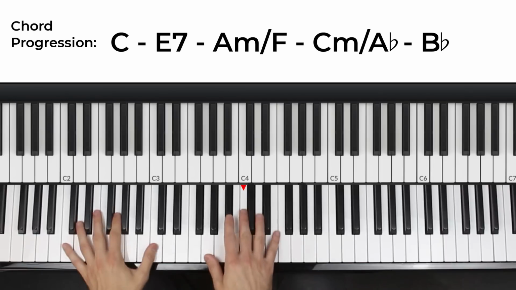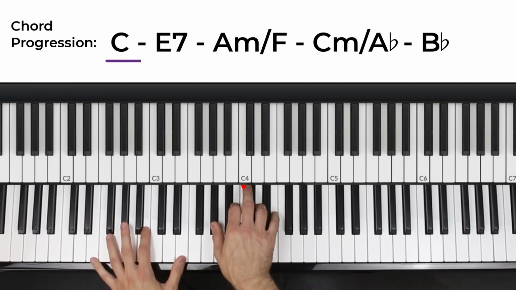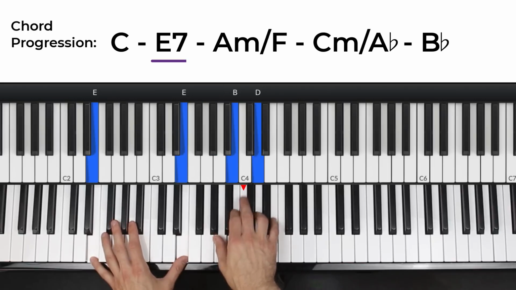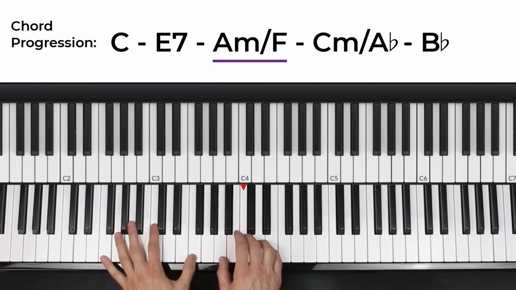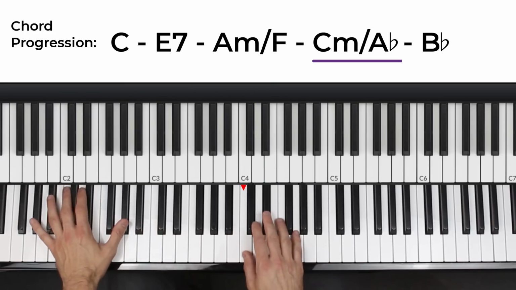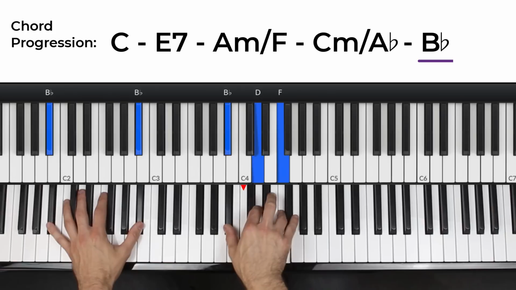So it starts off with the C major chord there, and then the E7 between the two hands, and then the A minor in your right over the F in your left, or the F major 7, and then finally the A flat in your left and C minor in your right, and then the B flat major.